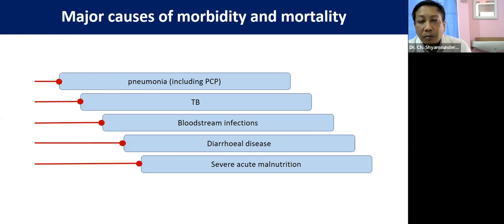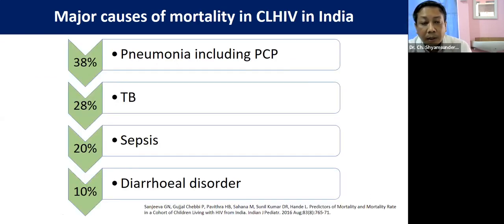What are the major causes of morbidity and mortality in HIV-infected children? First of all, pneumonia, including PCP, pneumocystis, gram-negative bacterial pneumonia, tuberculosis, bloodstream infections, diarrheal disease, and severe acute malnutrition. We will see them one by one. An Indian study showed that 38% had pneumonia, including PCP, 20% had tuberculosis, 20% had sepsis, and 10% had diarrheal disorders.